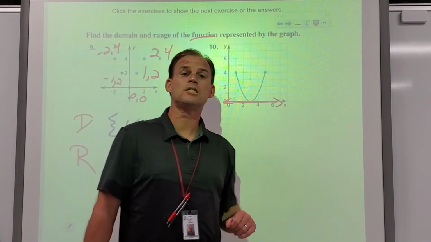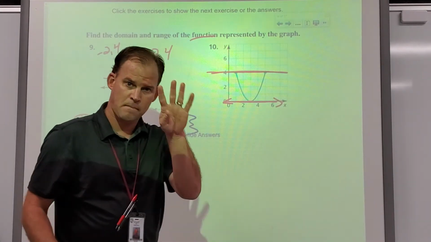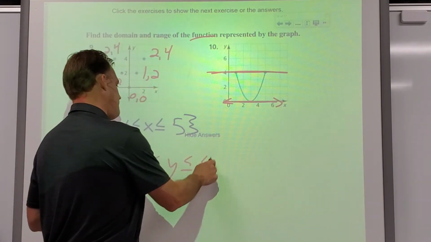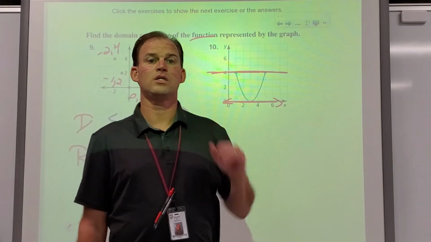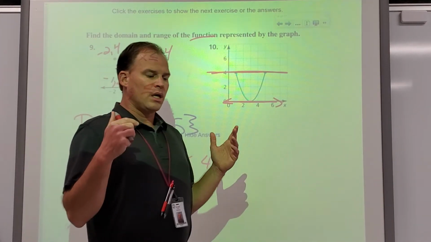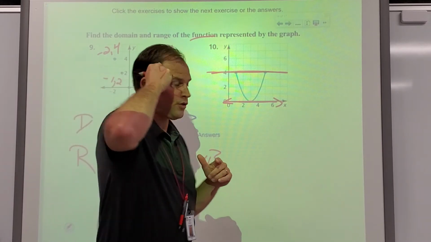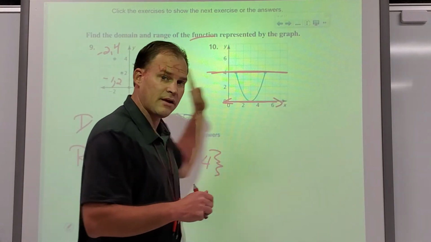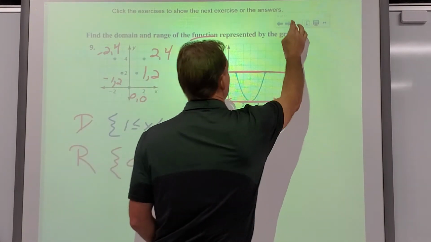What is the highest point of this graph? Goes from 0 to 4. That's the range. It takes some practice. You need to make sure you're adjusting your focus. Domain is left to right, range is bottom to top.